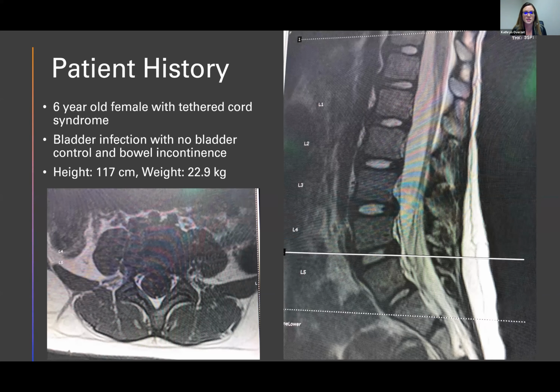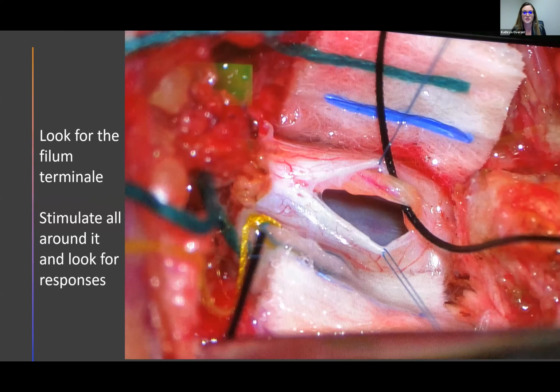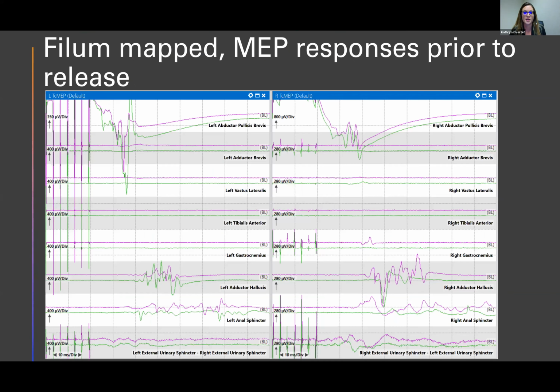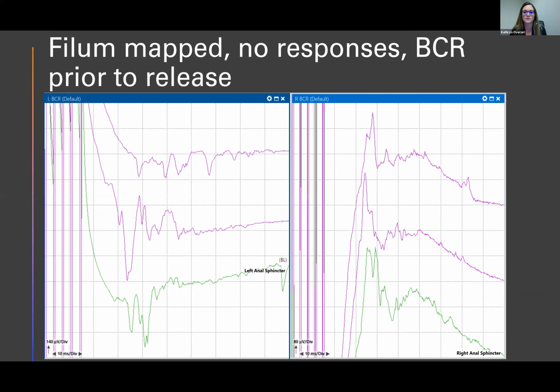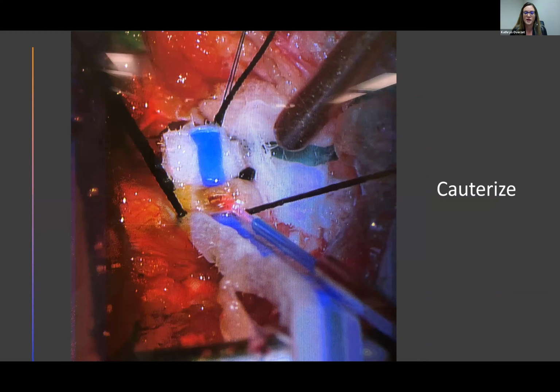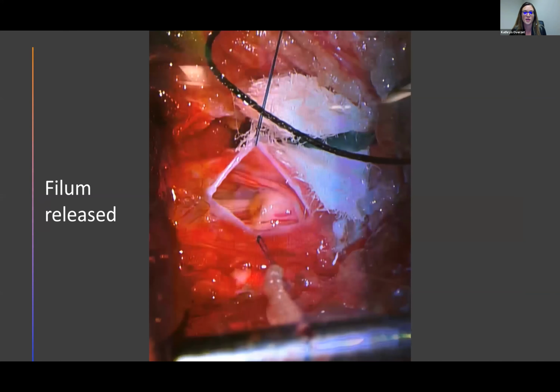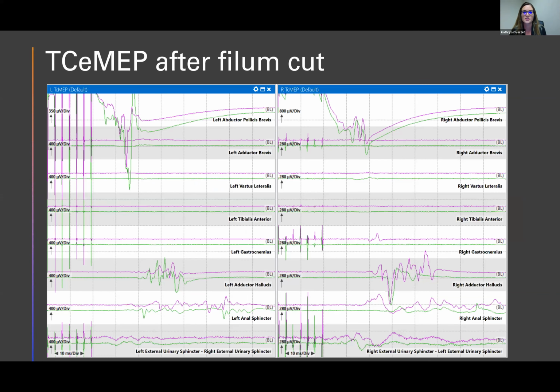And we're just going to skip through this one, but this is a 6-year-old patient. Get to the end. And again, had beautiful motor evoked potential responses, great anal sphincter responses, reliable BCR responses. And they were able to isolate the filum, test it 360 degrees around, and keep running BCR during the untethering, just in case there was anything we were missing during the triggered EMG.